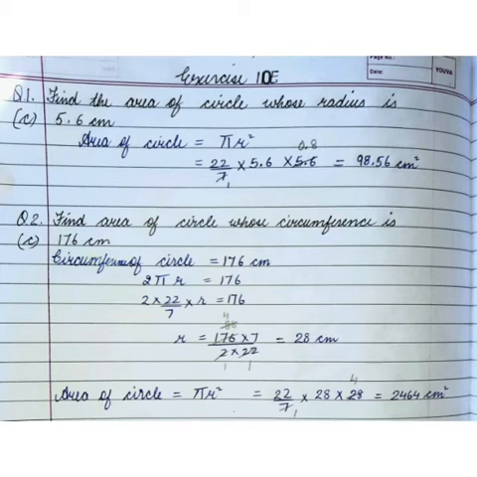Question 2. Find the area of the circle whose circumference is 176 centimeter. Now we are given the circumference, first we will find the radius from the circumference and then we will find the area. So circumference of circle is 176, that is equal to 2 pi r. Putting the values, 2 into 22 by 7 into r is equal to 176. R will be equal to 176 multiplied by 7 upon 2 into 22, that is 28 centimeters. Now area of circle is pi r square, that is 22 upon 7 into 28 into 28. That will give me 2464 centimeters square.